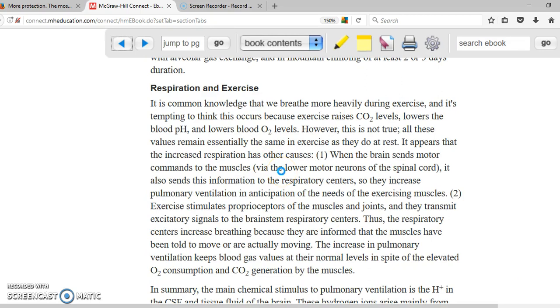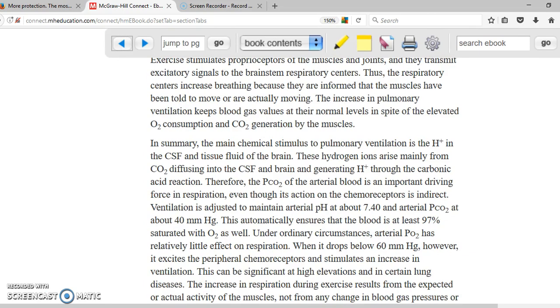So in exercise, it's basically the brain telling the muscles you need to work faster because we are going to exercise, but at the same time it tells the respiratory centers to breathe faster in order to adjust to the metabolic needs that the muscles are going to have at that time. Okay, and that's seen because the levels of oxygen, carbon dioxide and pH don't change when we exercise.